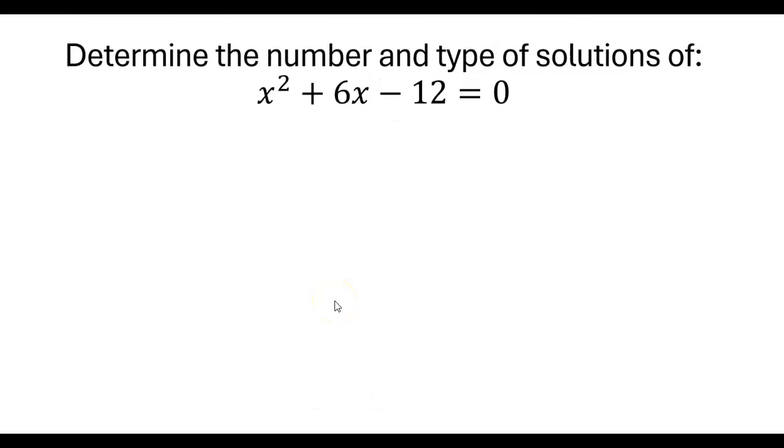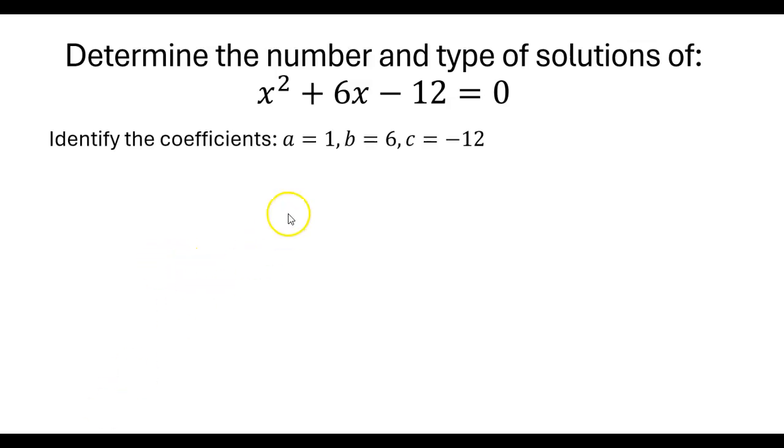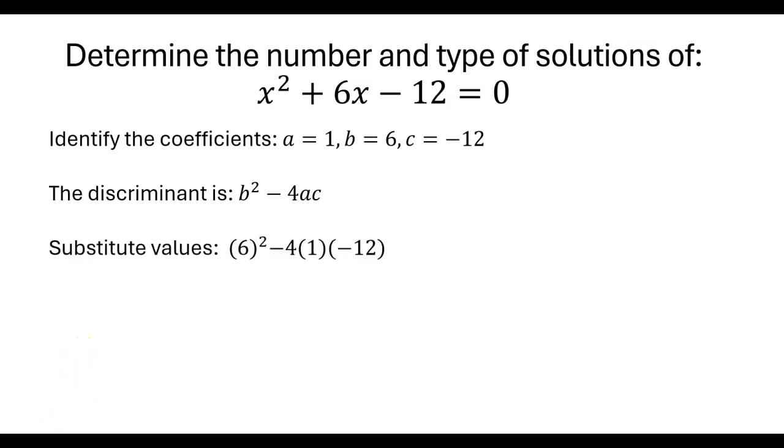Determine the number and type of solutions of x squared plus 6x minus 12 equals 0. Again, we start by identifying the coefficients. A is 1, b is 6, and c is negative 12. We find our formula for the discriminant, again, b squared minus 4 times a times c. We substitute our values in, so 6 squared minus 4 times 1 times negative 12.